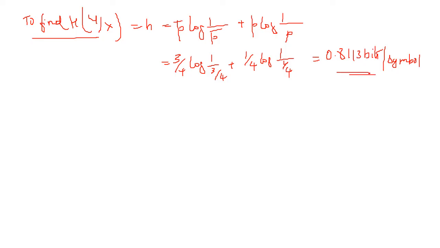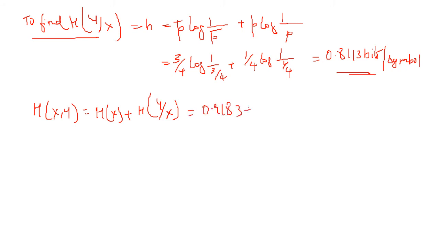Next, to find the joint entropy, that is h of x comma y, we can use the relationship. So h of x comma y is nothing but h of x plus h of y by x. So we have got what is h of x, which is 0.9183. H of y by x is 0.8113. So h of x comma y will be equal to, after addition, 1.7296 bits per symbol.